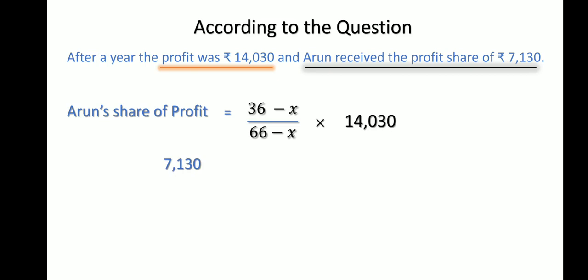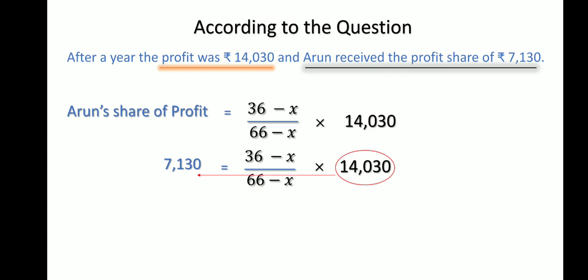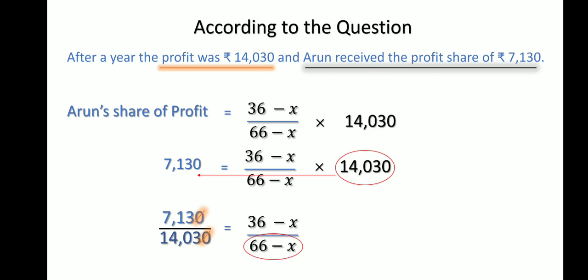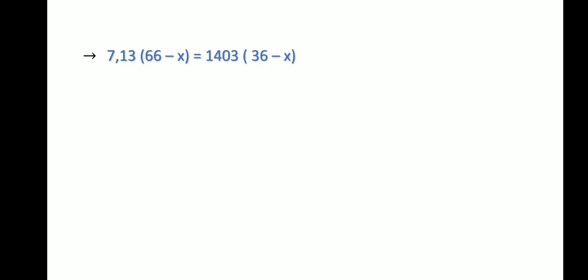Now we know Arun's share is 7130 equals (36 minus x) by (66 minus x) into 14030. Now the next step is this goes to the left hand side and goes to the denominator. So it becomes 7130 by 14030, zeros get cancelled, equals this. Now 66 minus x will get cross multiplied with 713, and 1403 will get cross multiplied with 36 minus x. So you can see only the denominators will move on both the sides. So this is what we are left with.